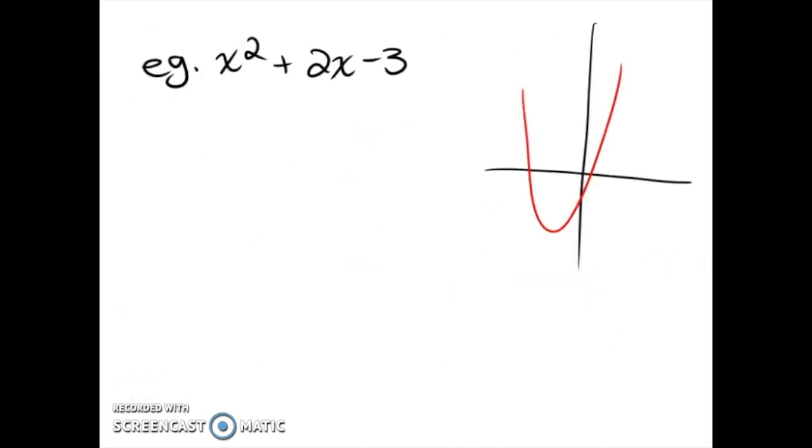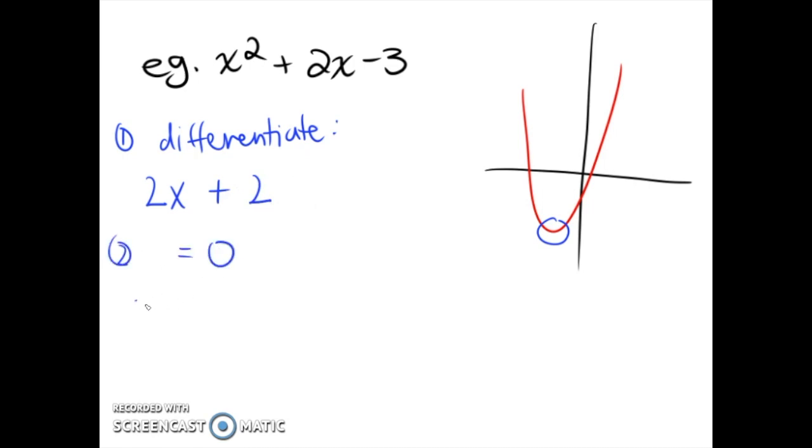Here's an example. If a function is equal to x squared plus 2x minus 3, here's a little sketch of the graph. And we are finding the minimum point. So the first thing you do is differentiate the function. In this case, all you have to do is differentiate it normally, so you bring down the power and minus 1 from the power, so it becomes 2x plus 2, and the minus 3 is gone. Second step, you make it equal to 0, so 2x plus 2 equals 0, because you're finding the gradient and you know the gradient equals 0 at the turning point, and then you find that x equals minus 1.